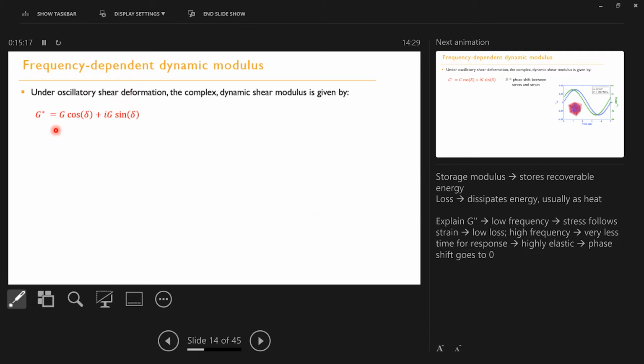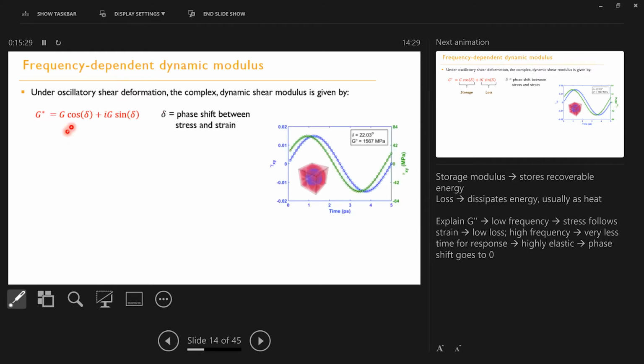The theory of viscoelasticity tells us that there is something called the dynamic shear modulus. It's also called the complex shear modulus, G star, that is made of two terms: G cos delta and G sin delta. It is just a mathematical convenience that it is written this way. In fact, there is nothing imaginary or complex about this number. It's just a mathematical convenience.